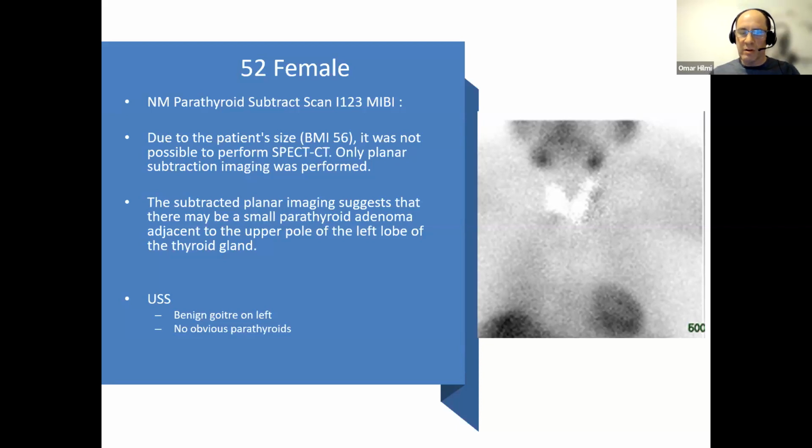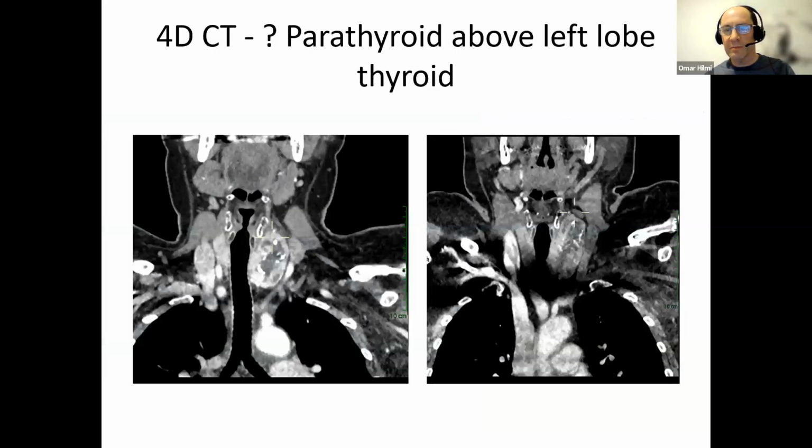So, on the basis of that, being a chicken, I got a 4DCT. Although probably from hearing Tom's talk, I should have just gone for a 4-gland exploration and IOPTH. And on the 4DCT, they did think that there was this lesion that I've got in the crosshairs there, just above the left pole of the thyroid. But she's also got a goiter.